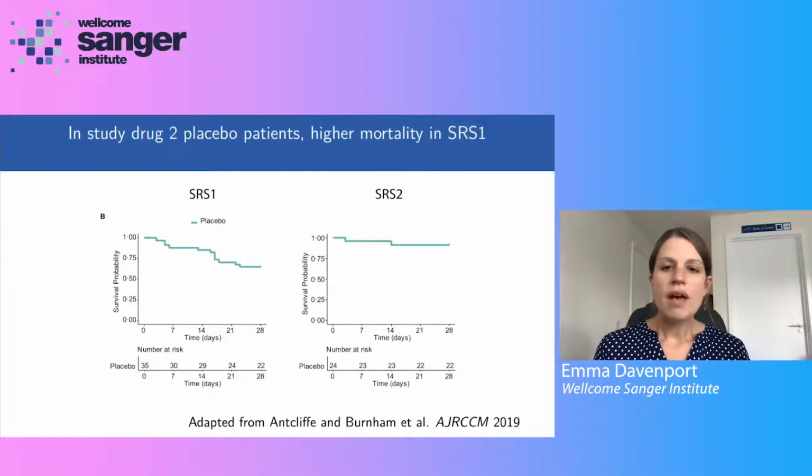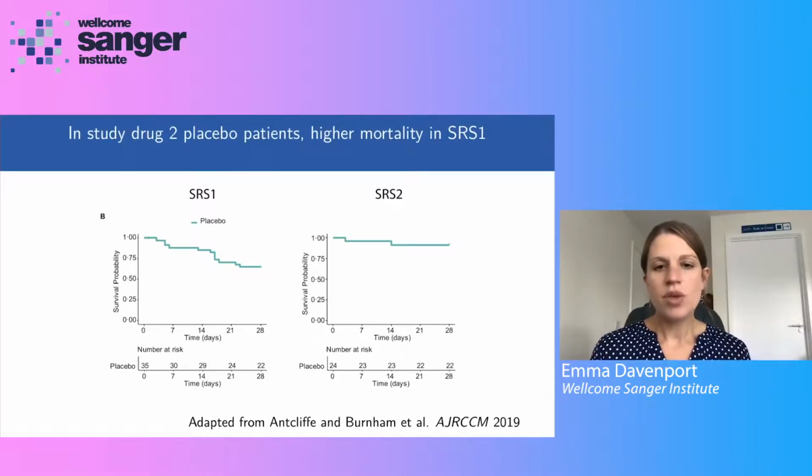So first of all, focusing just on the placebo patients for study drug 2, if we take all of the patients on the left-hand side who were assigned to SRS1, these individuals show a much poorer outcome than those that are in SRS2. So this again is a very reassuring finding that we're consistently seeing that these SRS groups are able to pick up this difference in mortality.